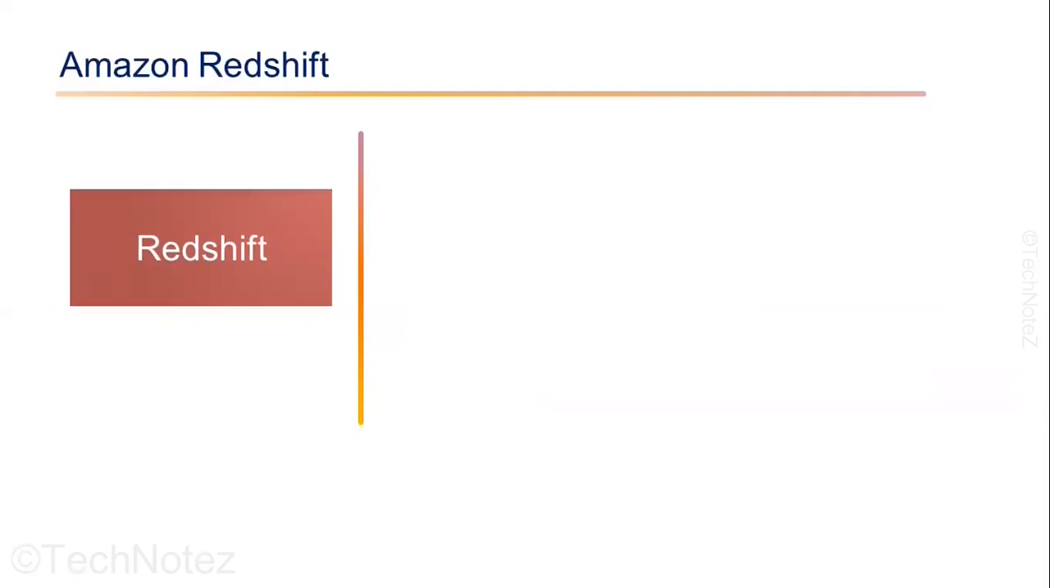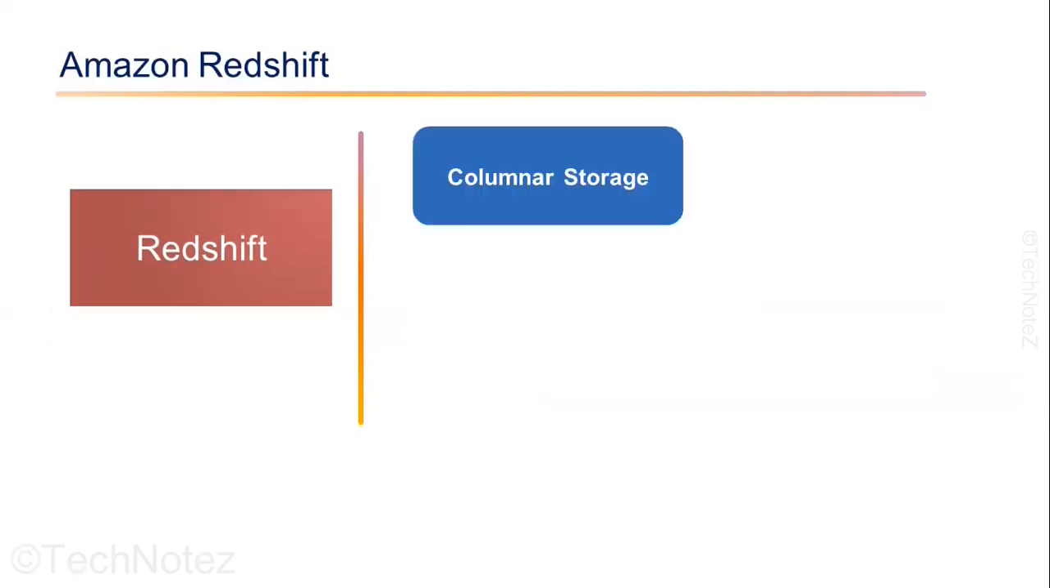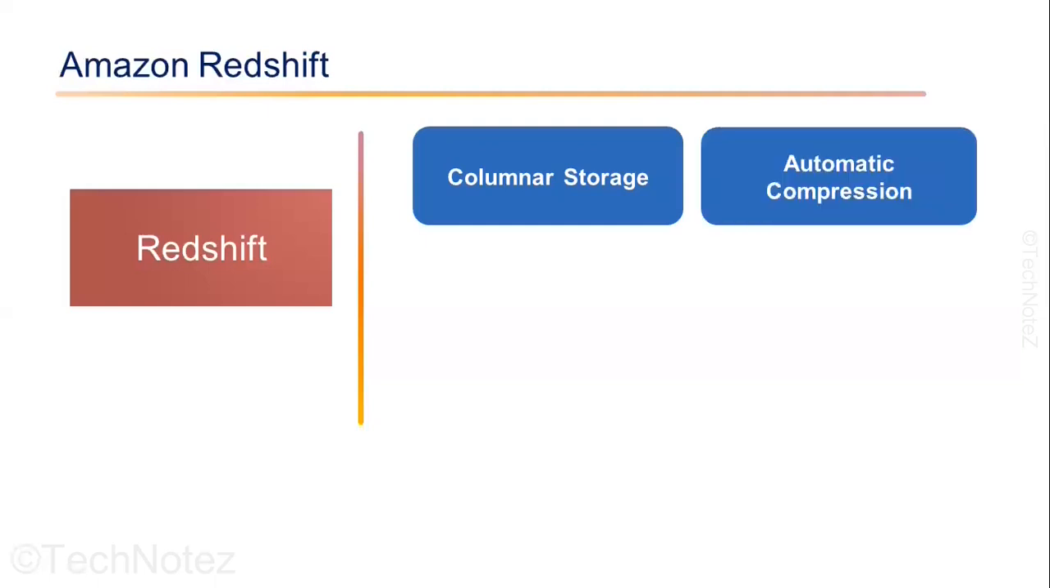There are various key functions of Amazon Redshift. Columnar storage. Redshift uses columnar storage, which stores data in a highly compressed and optimized format to improve the query performance and reduce the storage cost. Automatic compression. Redshift automatically compresses the data based on the column data type and the encoding scheme, reducing the amount of storage needed and improving the query performance.